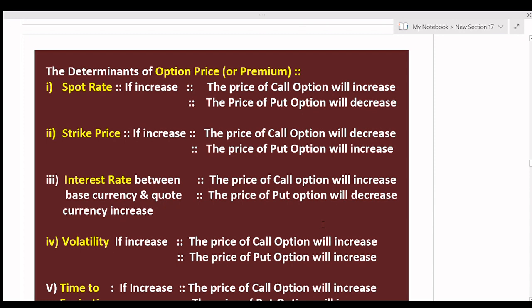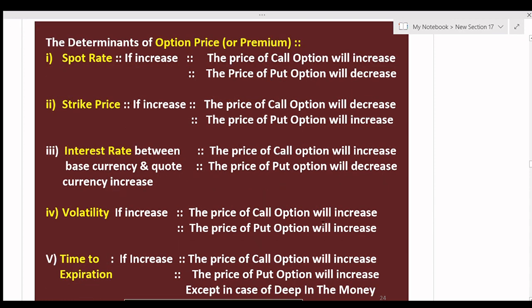The determinants of option price or premium. This is important. If the spot price increases, the price of the call option, that is the premium, will increase, and the price of the put option will decrease. Because if the spot price increases, there is a possibility that the long call or call buyer will be in the ITM situation or position where the cash flow is positive. So the price of the call option or premium will increase.